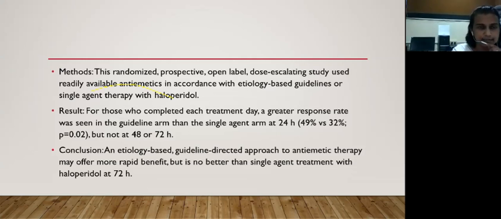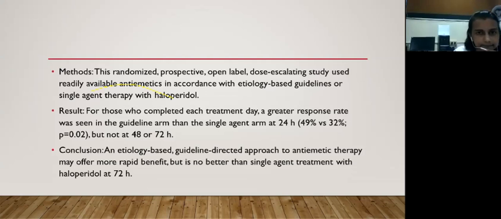So in the first 24 hours, if you go with the guideline-based treatment, you had a better response, or improvement of symptoms. But after 48 to 70 hours, the response was the same. So the conclusion was that the etiology-based, guideline-directed approach to antiemetic therapy offers rapid benefit, but in the longer term, single agent treatment with haloperidol was enough. Basically, haloperidol was sort of like a broad spectrum agent, covering almost all the symptoms. So if you don't have any other antiemetic, you put haloperidol, then that's fine. You can still manage the symptoms.